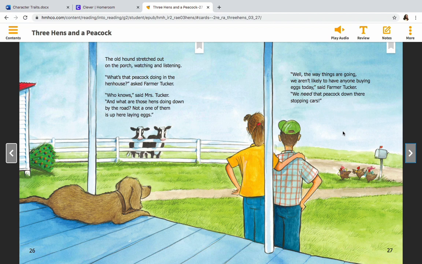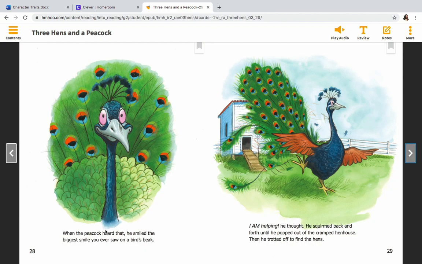"Well, the way things are going, we aren't likely to have anyone buying eggs today," said Farmer Tucker. "We need that peacock down there stopping cars." When the peacock heard that, he smiled the biggest smile you ever saw on a bird's beak. "I am helping," he thought. He squirmed back and forth until he popped out of the cramped hen house. Then he trotted off to find the hens.